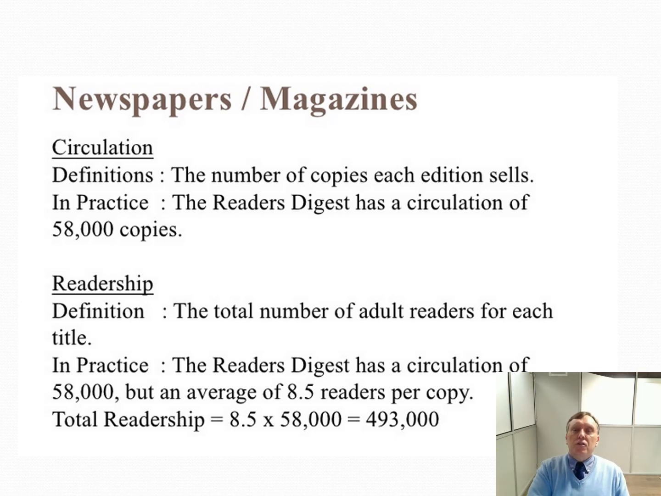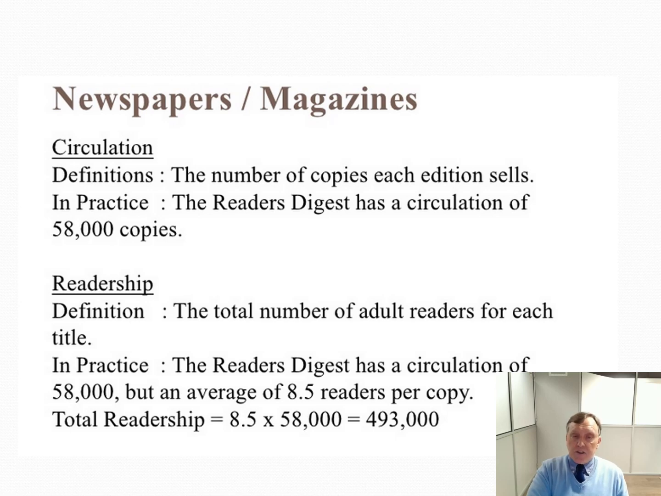If we're just looking at newspapers and magazines, the definition of circulation is the number of copies each edition sells. For example, the Reader's Digest has a circulation of 58,000 copies. The readership, however, is the total number of adult readers for each title. And in those cases, we don't tend to take children into consideration because they're not considered potential purchasers. So normally this is adult readers, depending on the country, over 16 or 18.